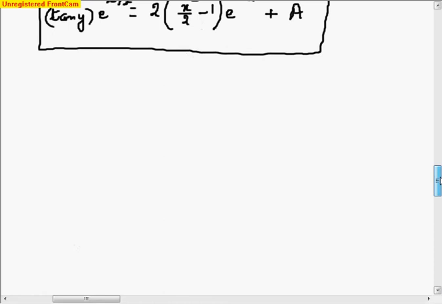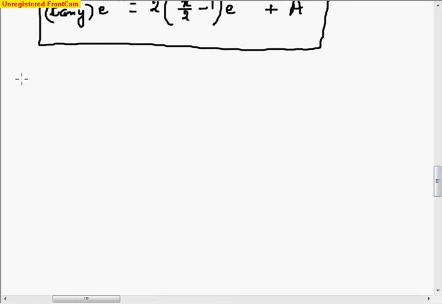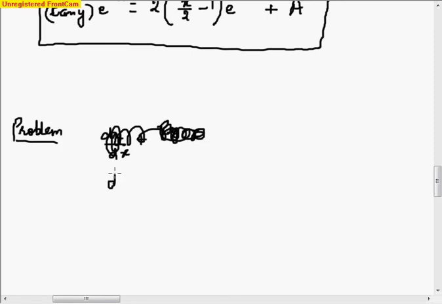See, one more example for Bernoulli. I'm just writing it down. There are so many examples you can have from your book. I'll consider this example: dy by dx plus xy is equal to x square y cube, right? This is your Bernoulli's equation.